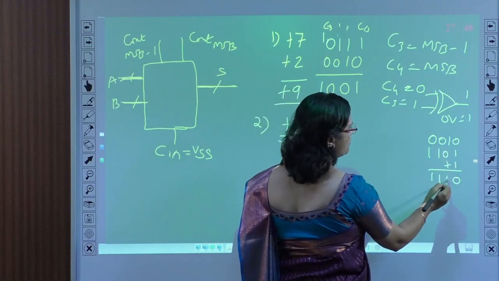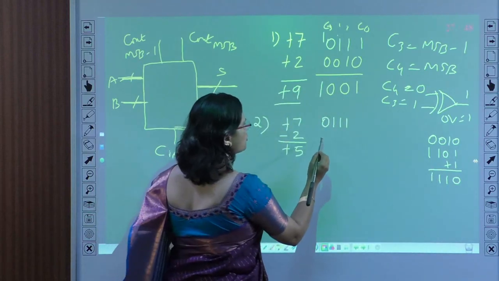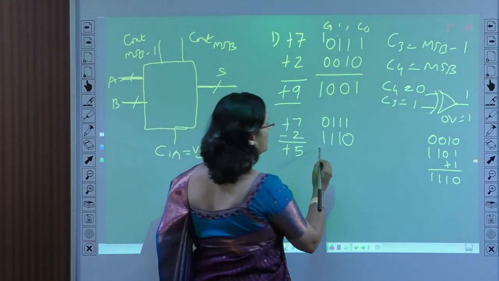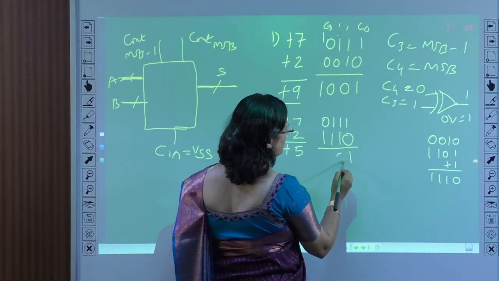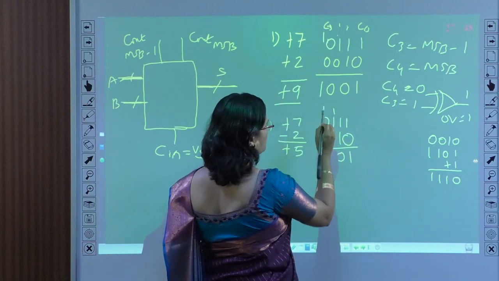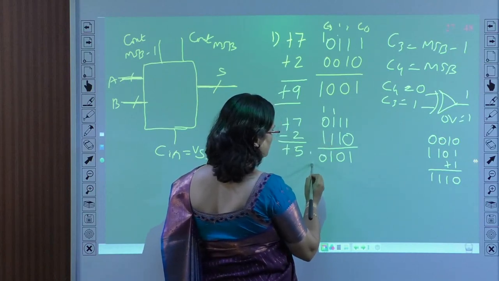Again, 1 plus 0 will be 1. And again, 1 plus this 1 as it is, this 1 as it is. So you get 1, 1, 1, 0. Okay. So now you add it. 1 plus 0 is 1. 1 plus 1 will be 0 with the carry 1. 1 plus 1 plus 1 will be 1 with the carry 1. Okay. Then 1 plus 1 will be 0 with the carry 1.